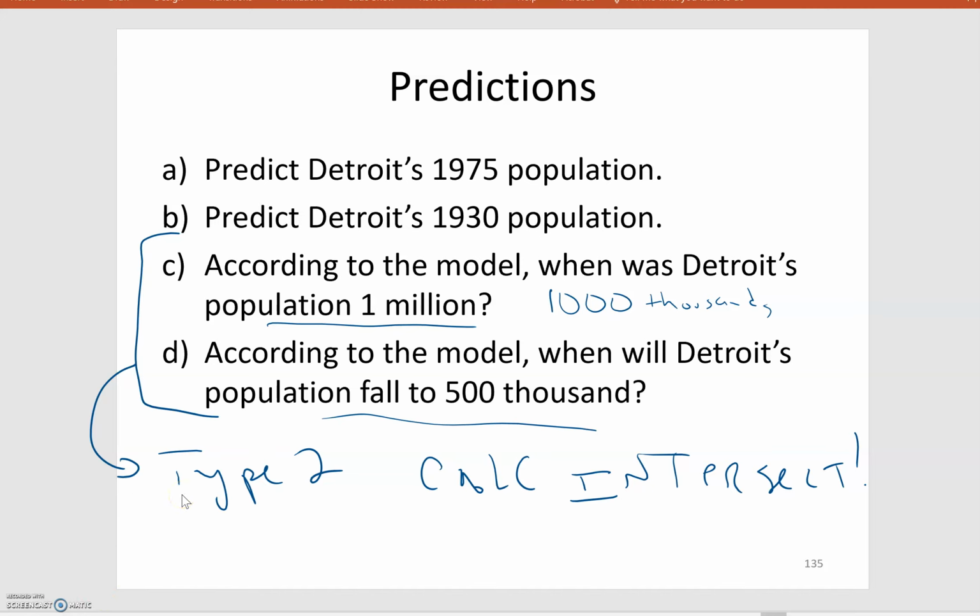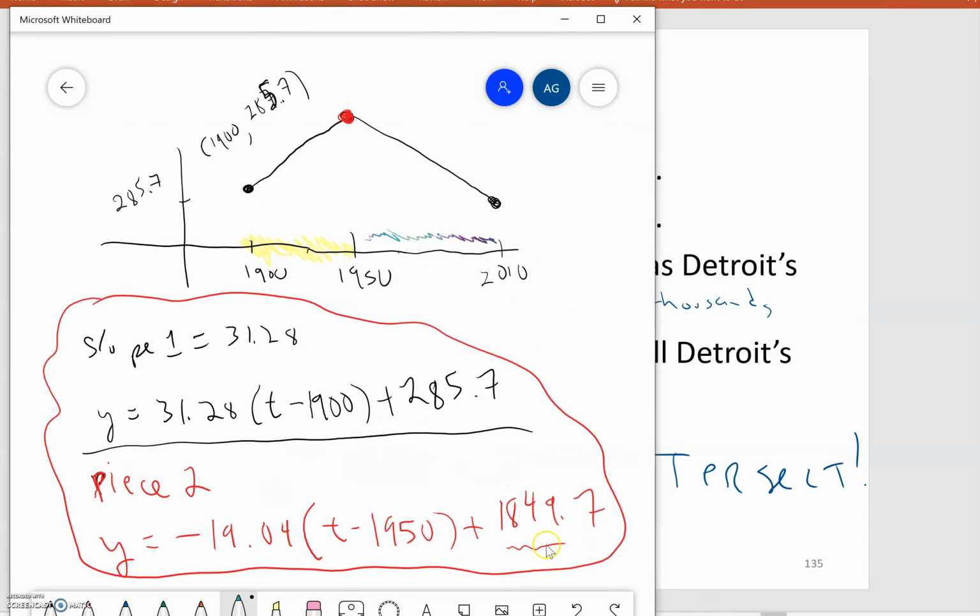So what we're trying to do is find the intersection of this piecewise linear model with the height 1,000. I want to draw a picture to kind of illustrate. Well, actually, we've got a picture. Let's just use the one we have. So here's the situation.